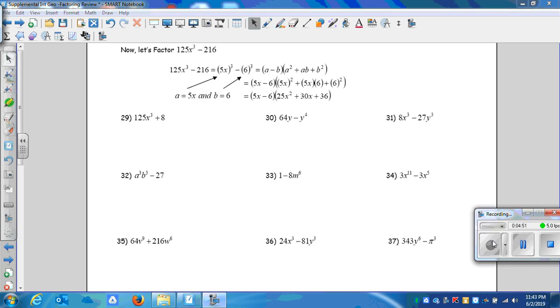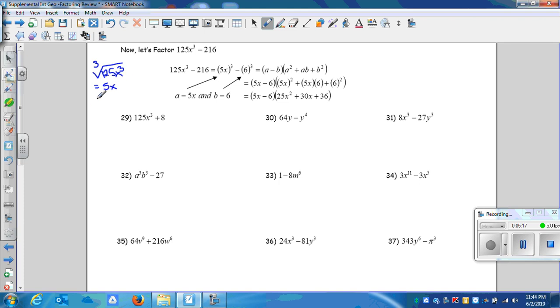All right, let's go ahead and take a look at the example on the top of the next page. So we have 125x cubed minus 216, and of course, you're going to want to use the crummy SOPS example. So what you'll see here is that if you take the cube root of each of these terms, so let's go ahead and take the cube root of 125x cubed. So cube root of 125 is 5, and the cube root of x cubed is x.